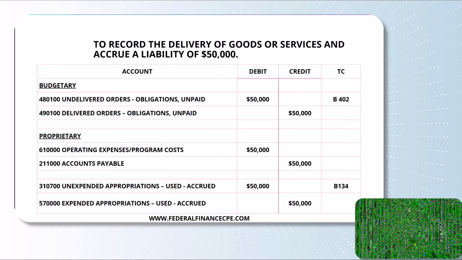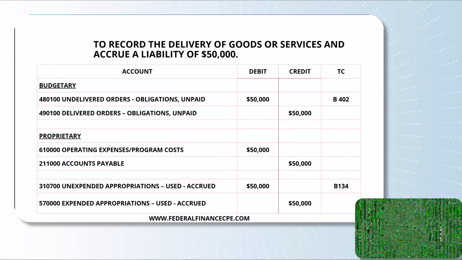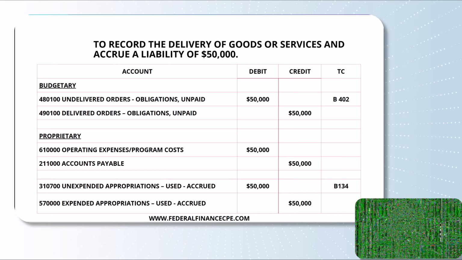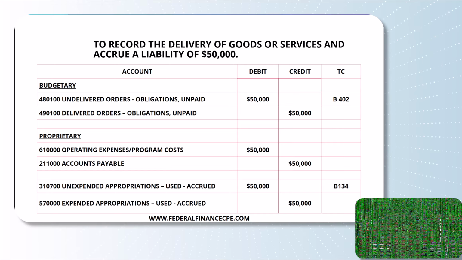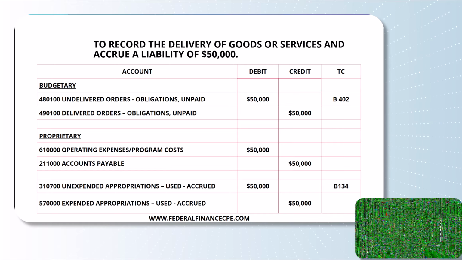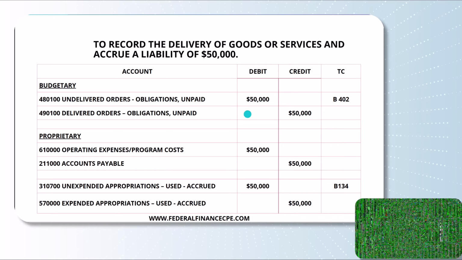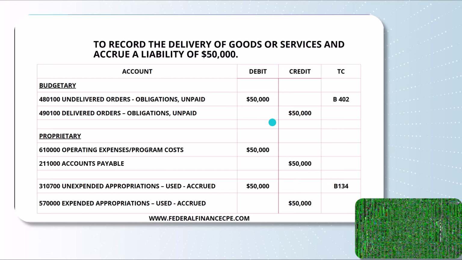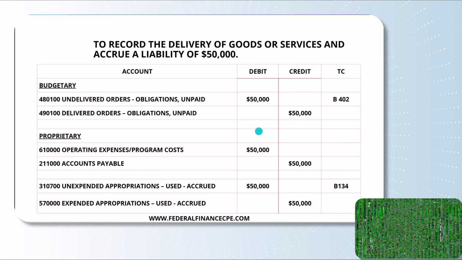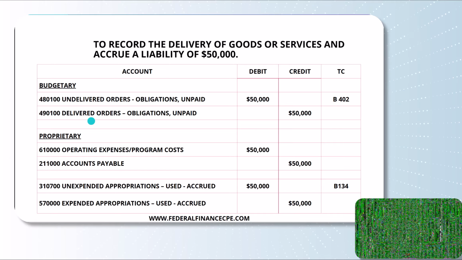All right, now the next step is we want to record the delivery of goods or services and accrue a liability for $50K. So we received $50K's worth of goods or services, but we're not paying them yet, right? We haven't received the invoice. So here we use transaction code B402. You'll see here we reduce our 4801 balance and we increase our 4901 balance, which is obligations unpaid, right? We've delivered orders, we've received it, we haven't paid it.